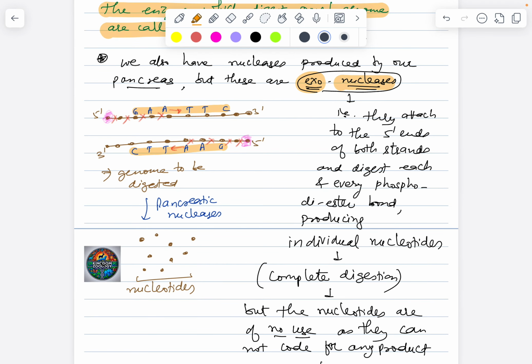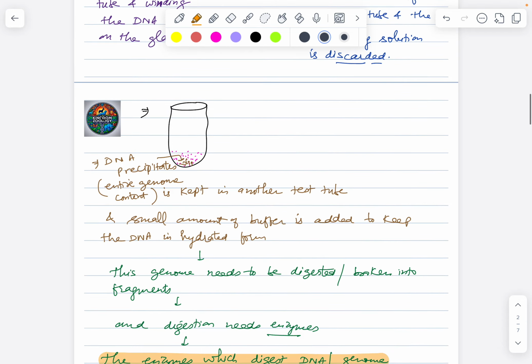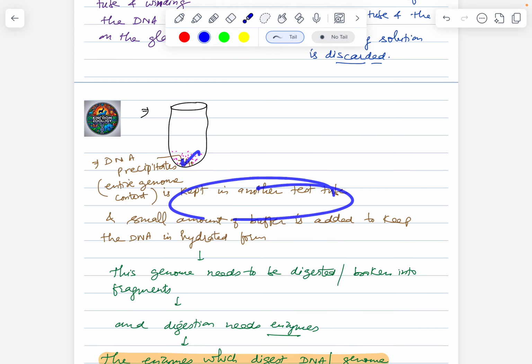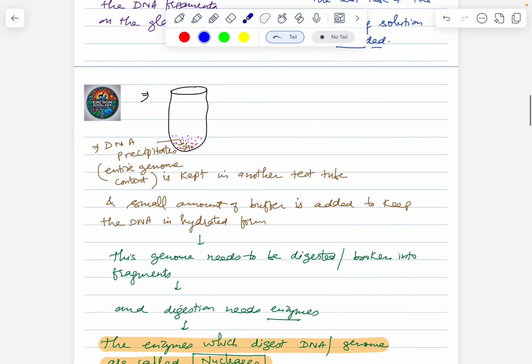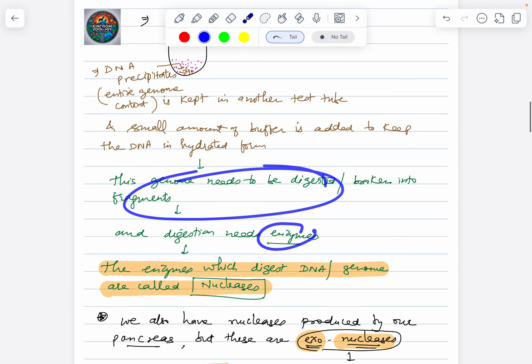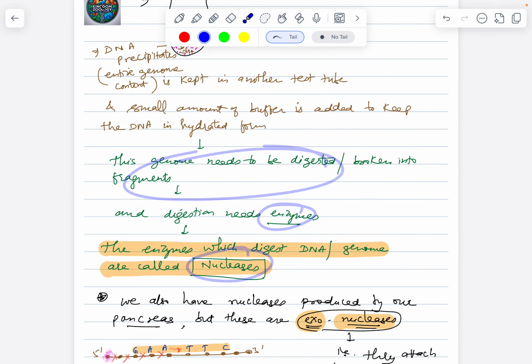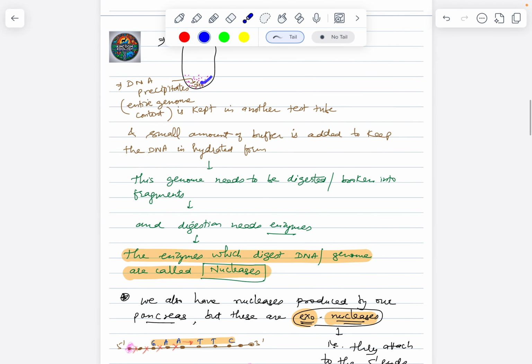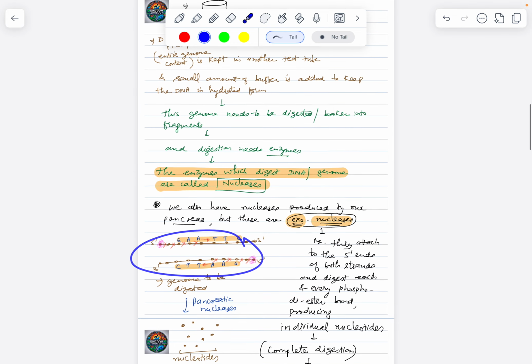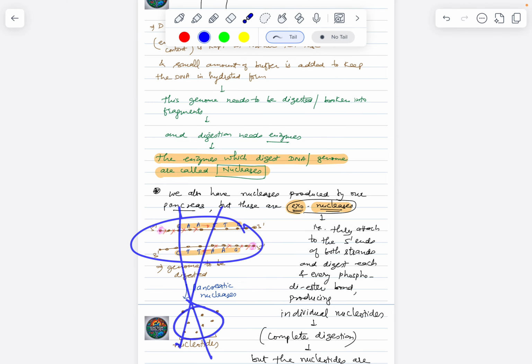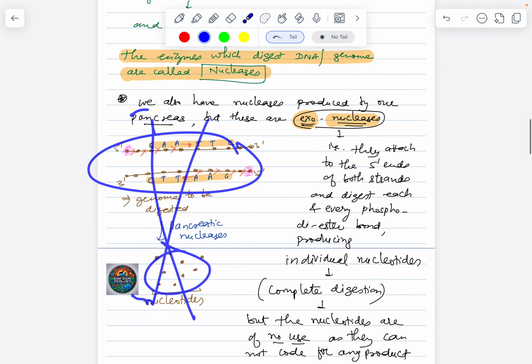Okay, so if we are actually talking about all the steps that we have done today, number one, we have the DNA precipitates in a test tube. Where did I get these DNA precipitates from? By spooling from that test tube where the genome isolation experiment was done. Then once I have these DNA precipitates over here, I'll basically dissolve them in small amount of buffer, and I need to basically digest them. To digest them, I need enzymes. One choice that I explored was my own body, pancreas, that produces nucleases. But the result is when you add nucleases over here, this is what you get. So we are not going to use these enzymes. The use of pancreatic enzymes is ruled out.